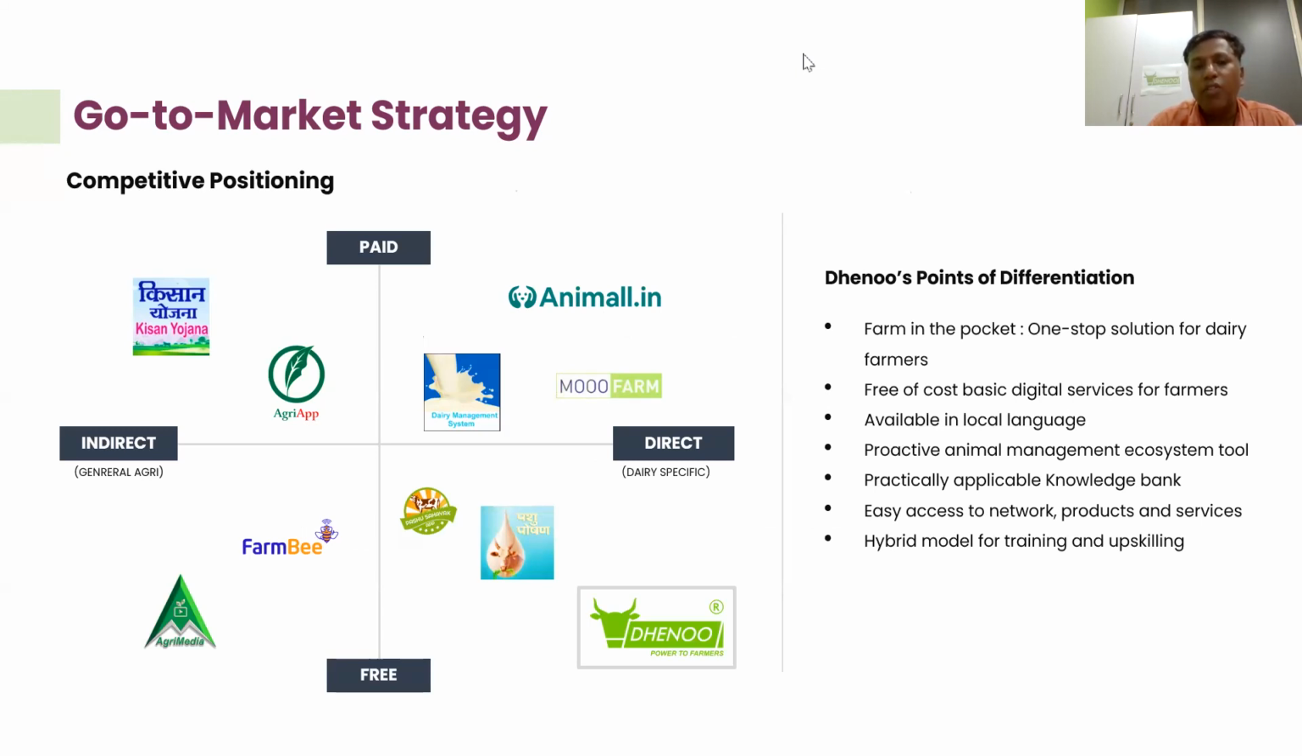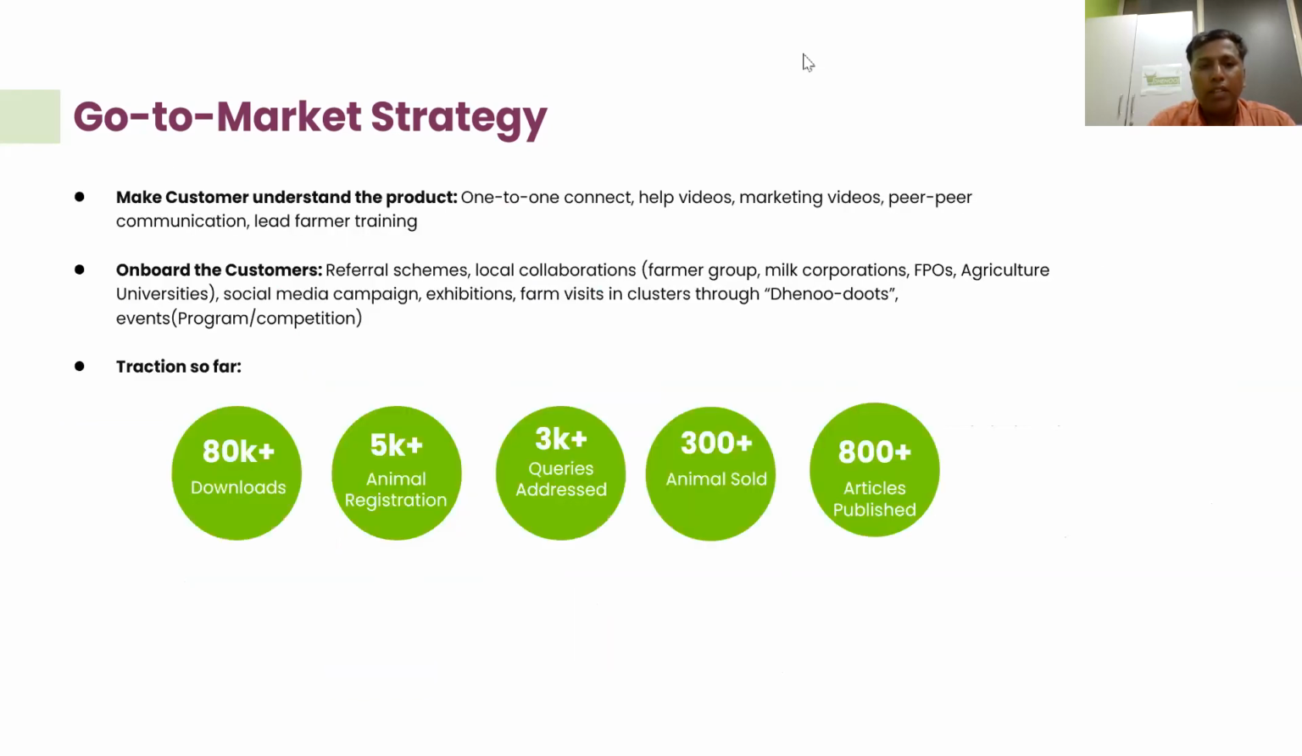The platform is free for farmers, but for all the other commercial entities and companies, we will charge a small subscription fee to be on the platform. So these are Dhenoo's points of differentiation: farm in pocket, free-of-cost basic digital services available in the local language, proactive practical management of the ecosystem, easy access to the network, and a hybrid approach of intervention, including the training and upskilling of the farmers. Okay, I skip this slide.